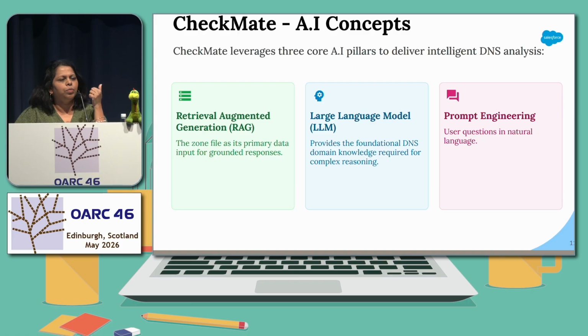One is retrieval augmented generation, RAG, which means you have an input and the answers to your questions are going to be based on that input. The answers are going to use your input as the source. It's going to be grounded responses, not haphazard responses. It's going to be grounded in the zone file that you provide. The second is LLM, large language models, which we are using for their foundational DNS knowledge. And the last is prompt engineering, which is basically the prompt that you will provide the program in natural language.